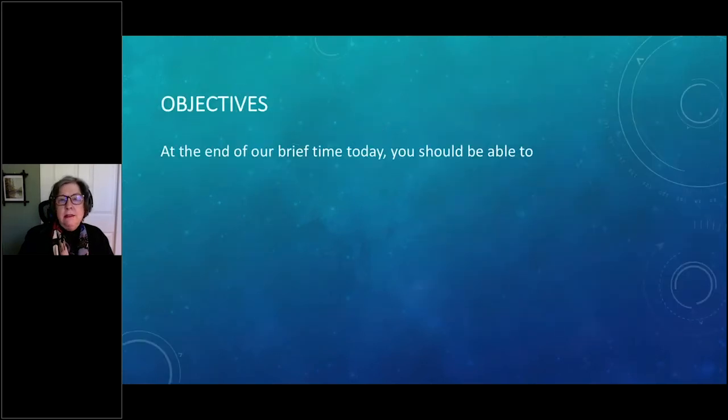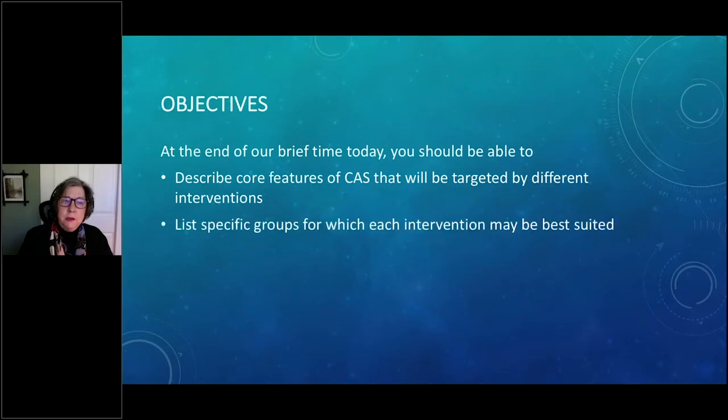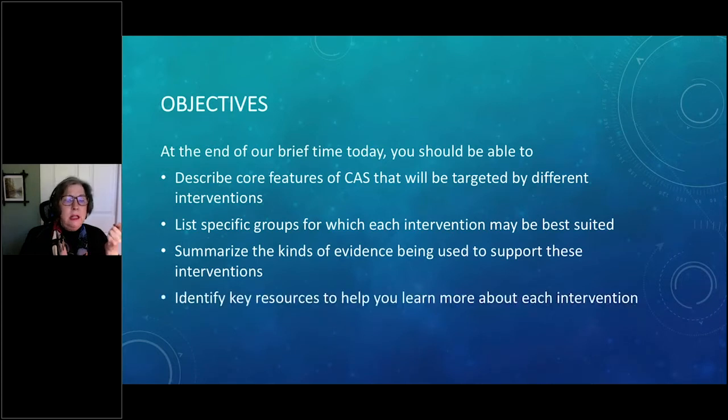at the end of our brief time together today, I'm hopeful that you will be able to describe core features of childhood apraxia of speech that will be targeted by the different interventions I'll be discussing, list specific groups for which each intervention may be best suited, summarize the kinds of evidence being used to support these interventions, and identify key resources to help you learn more about each of the interventions.